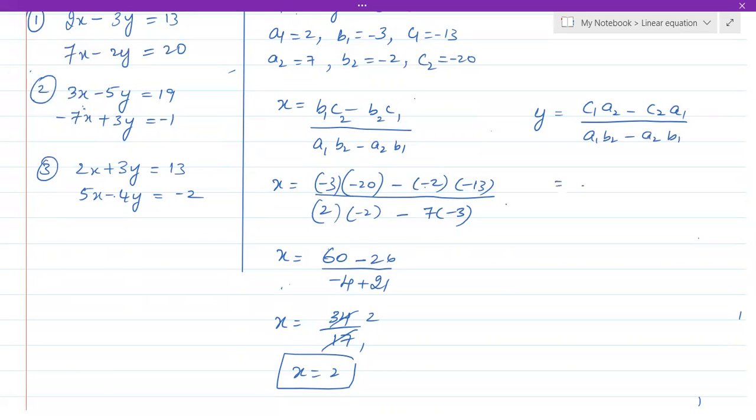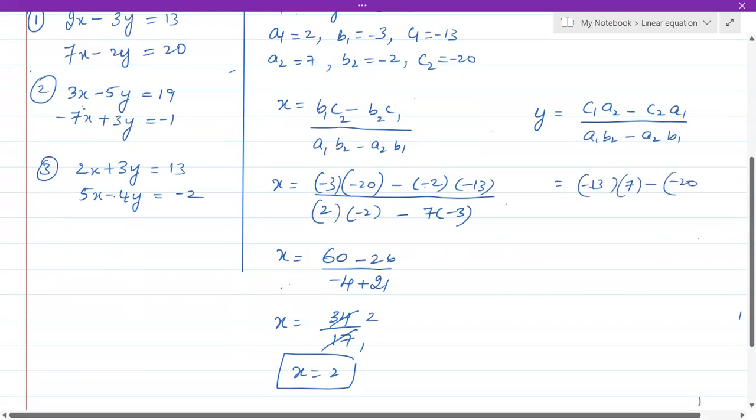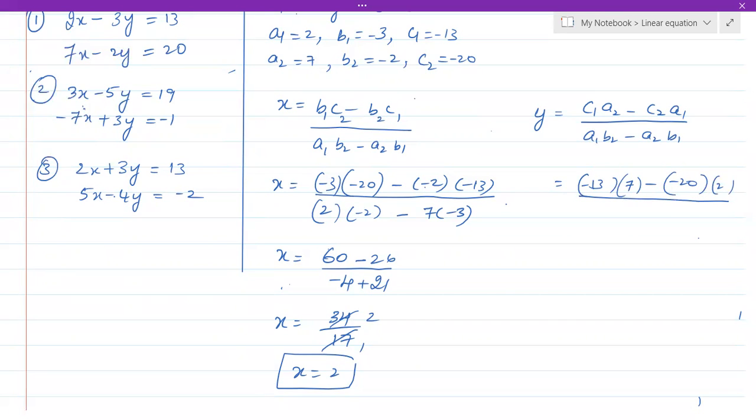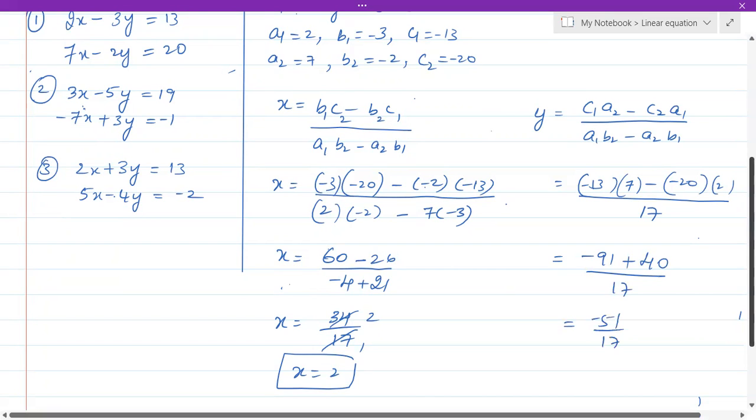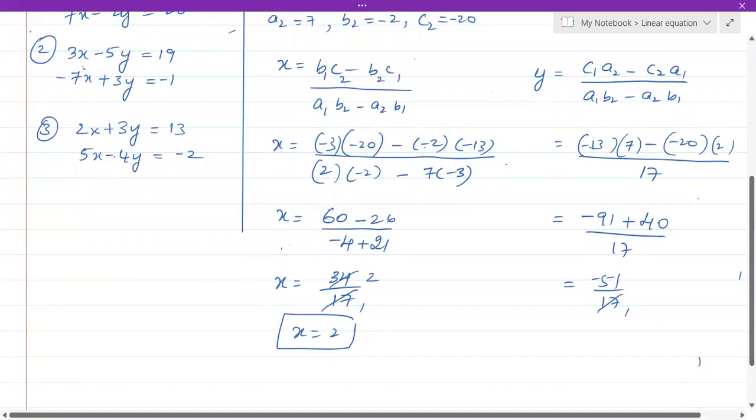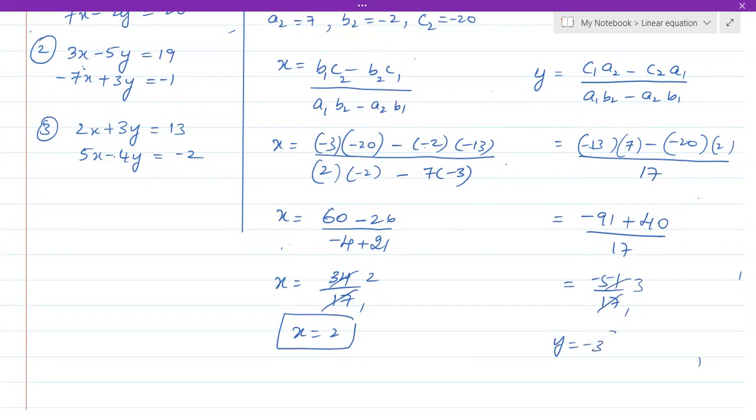So C1 is minus 13, A2 is 7, minus C2 is minus 20, A1 is 2, divided by A1 B2 minus A2 B1, the same denominator, right? So let me write it directly. After simplification, you will get 17 because both the denominators are same. So you should get 17 itself. So minus 13 into 7 is 91. Minus into minus plus, 20 into 2 is 40 divided by 17. So minus 91 plus 40 is minus 51 divided by 17. So 17 ones are 17, 17 threes are 51. Therefore, y value is minus 3.